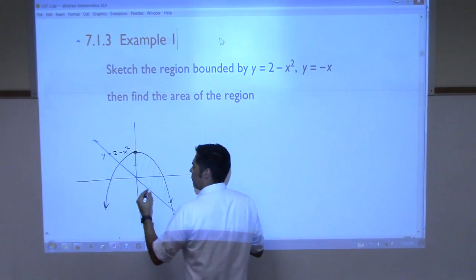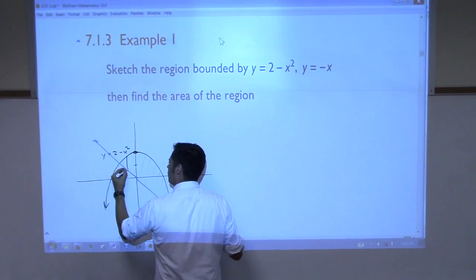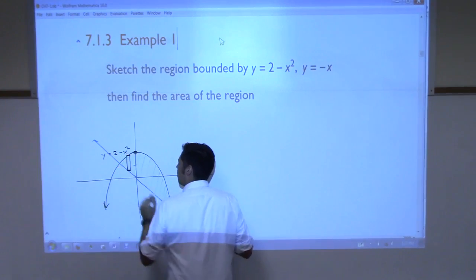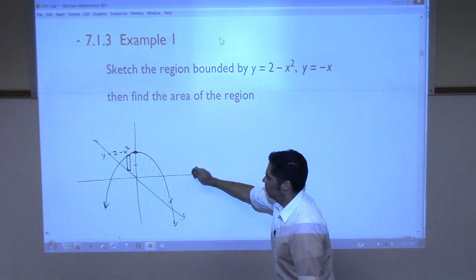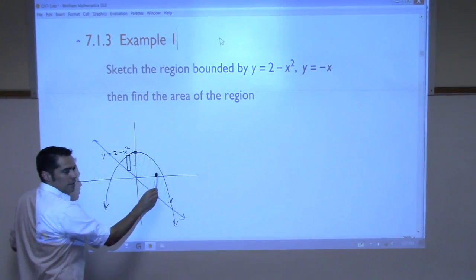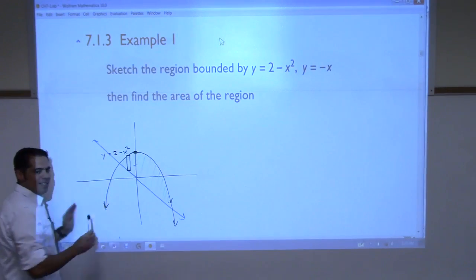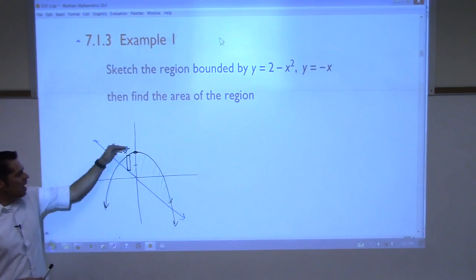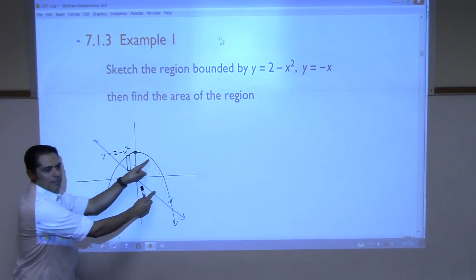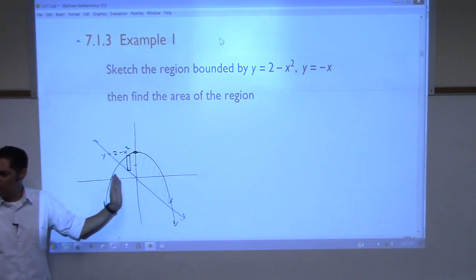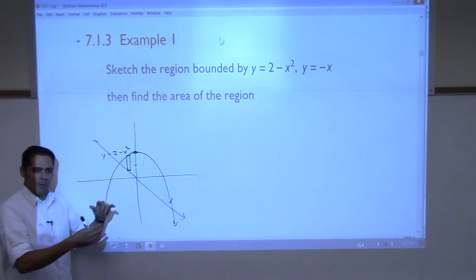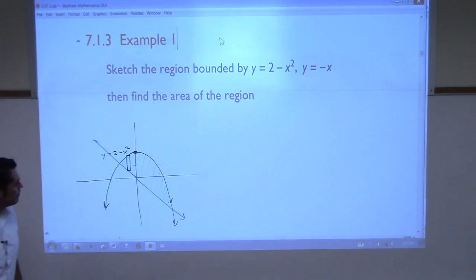We know we're using vertical rectangles because they're both functions of x. So I'm going to draw at least one vertical rectangle in here. There's my little vertical rectangle. And just imagine this rectangle sliding through the area. The entire time it slides through, is the top function always the same? So as I move that through, is the parabola always going to be the one on top? Yes. Is the blue line going to be the one on the bottom? Yes. If you can do that, then you're pretty much in business. We'll see in another example that sometimes things get a little weird. We have to be careful.